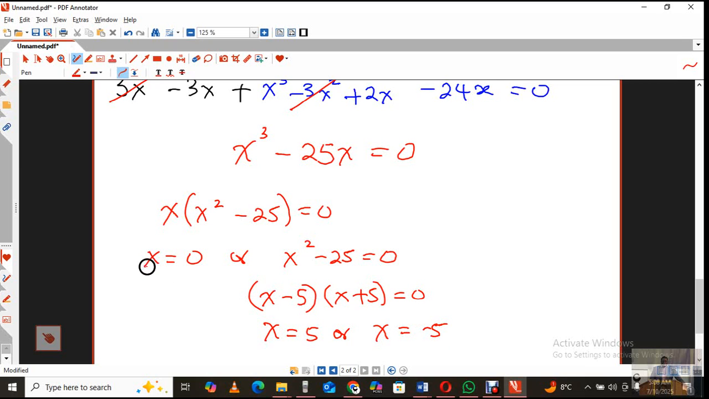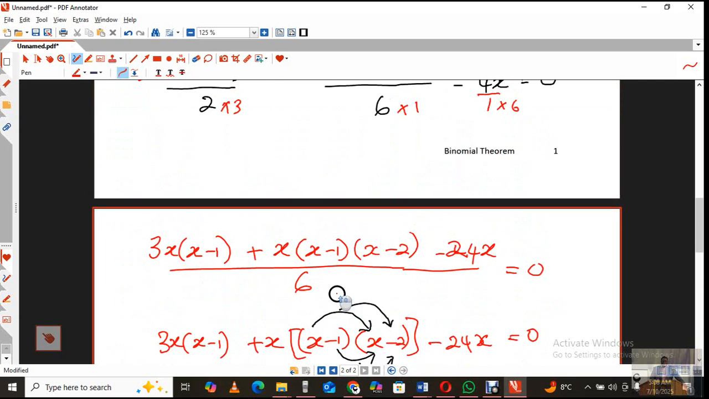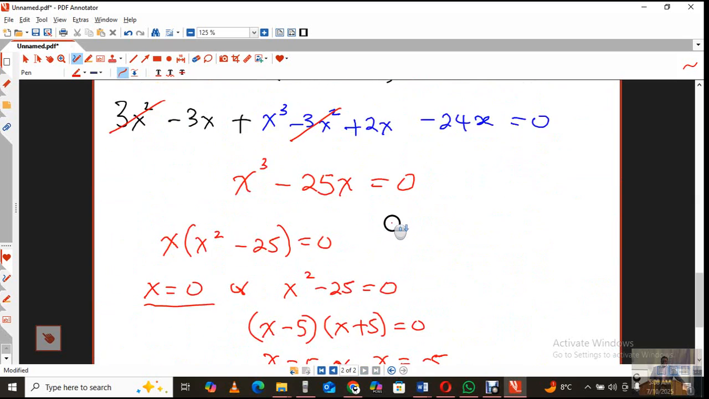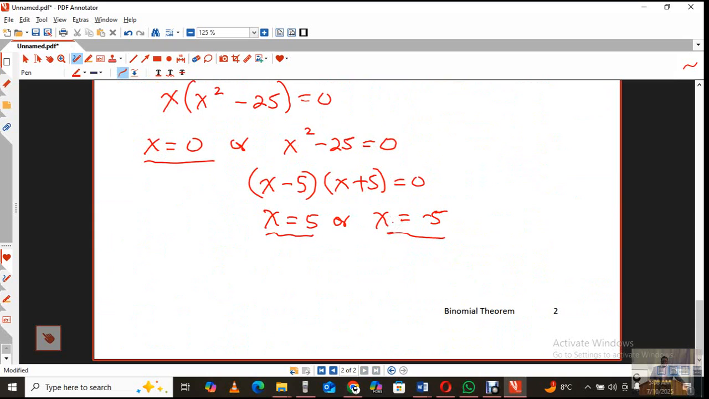So you have got 3 solutions here, and that is not your final answer, because you were explicitly told that x should be a positive whole number, a positive integer. Therefore, the solution we are looking for is going to be x is equal to positive 5. So x equals to 5 is our final solution. So we're going to reject the other ones.